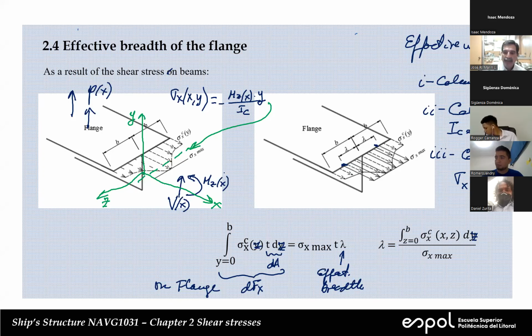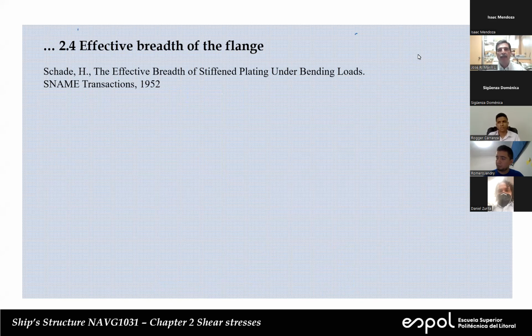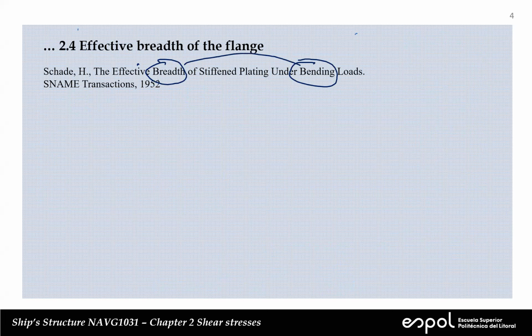Okay, and when we say bending, that's what he called it, under bending loads, okay? So effective breadth is related to bending, okay? When you talk about effective width, that's buckling, okay?